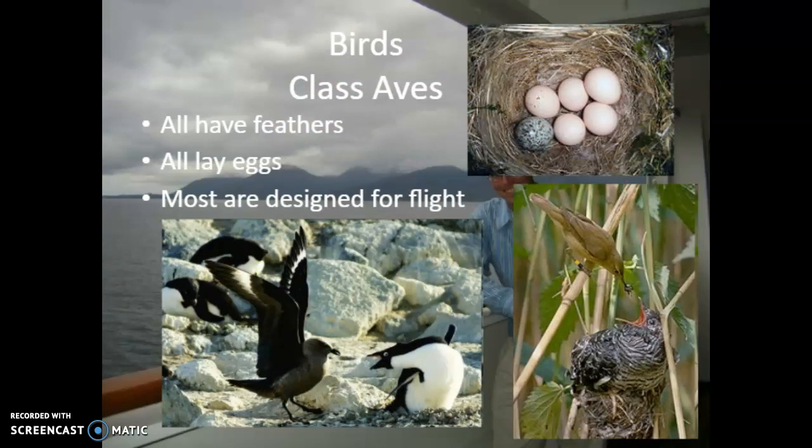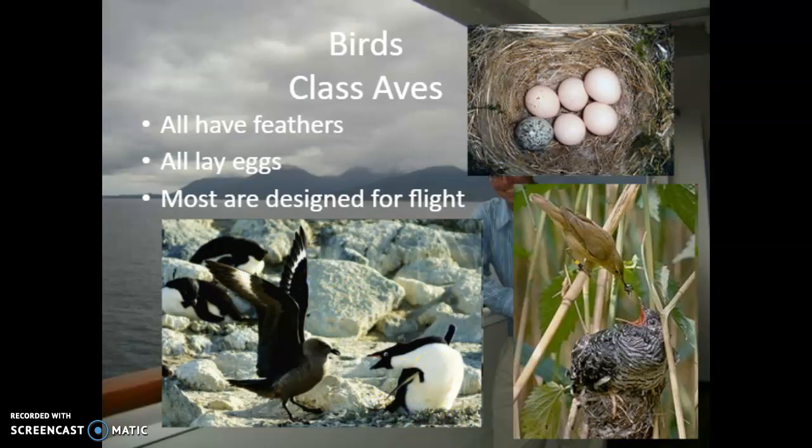Next, we have class Aves, which are the birds. They all have feathers. They all lay eggs. And most are designed for flight. There are a few that don't fly, such as the penguin and the ostrich and the kiwi bird.